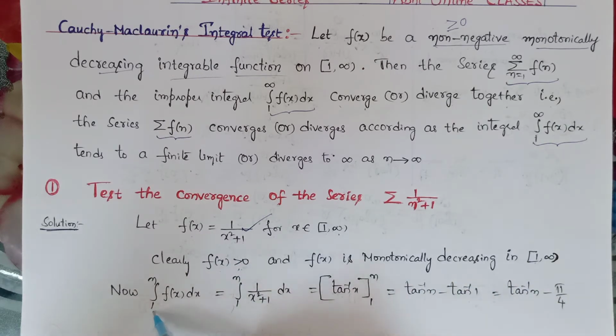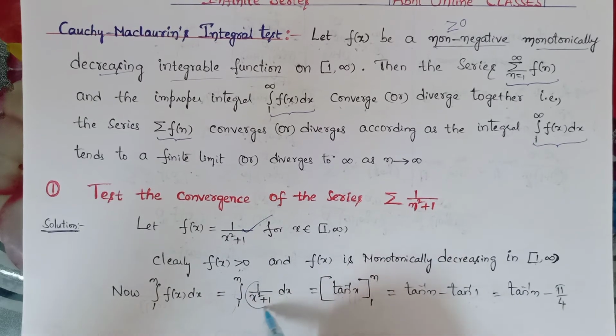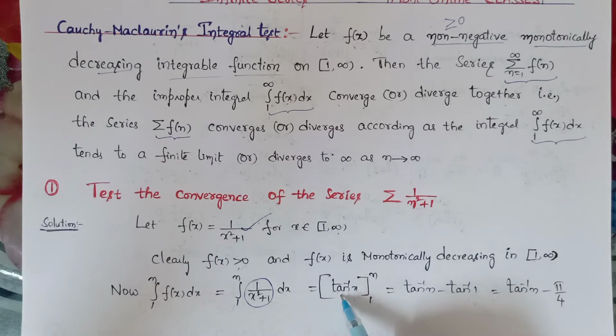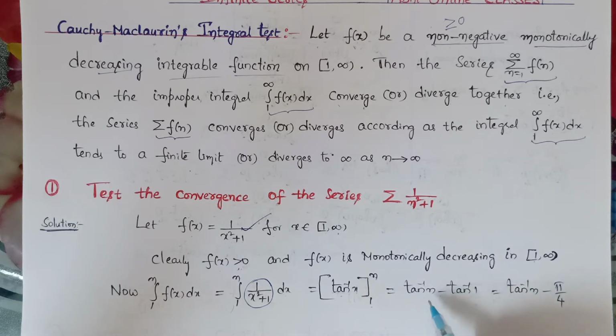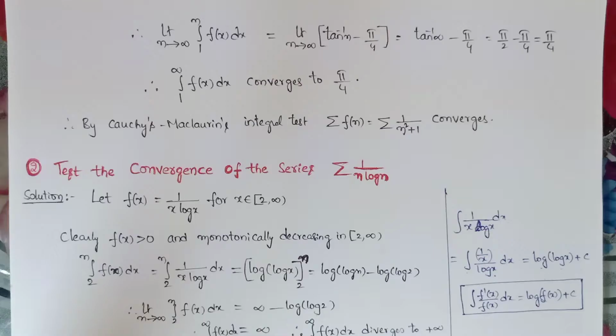Now we find integral 1 to n f of x dx equal to integral 1 to n of f of x, that means 1 by x square plus 1 dx. Integral of 1 by 1 plus x square is tan inverse x. Now we apply limits. First the upper limit, tan inverse n, minus, now we substitute the lower limit in place of x, tan inverse 1. Tan inverse n minus tan inverse 1, which is pi by 4.